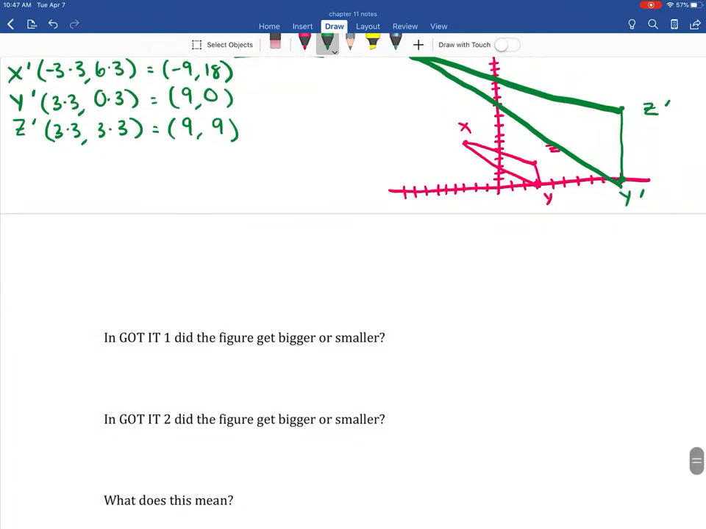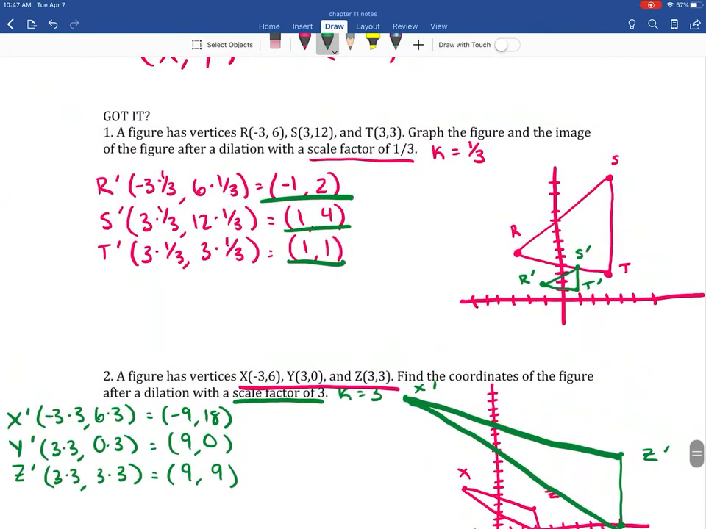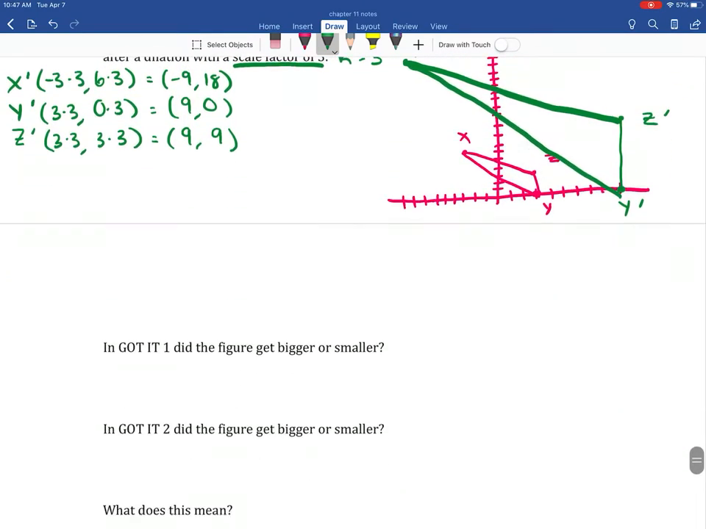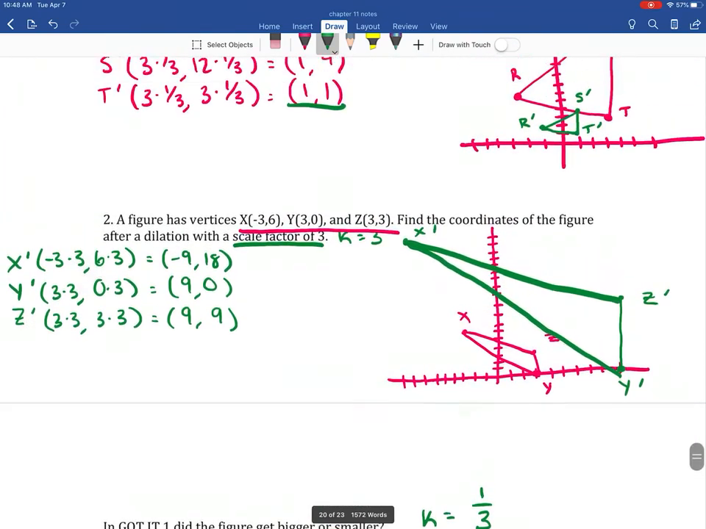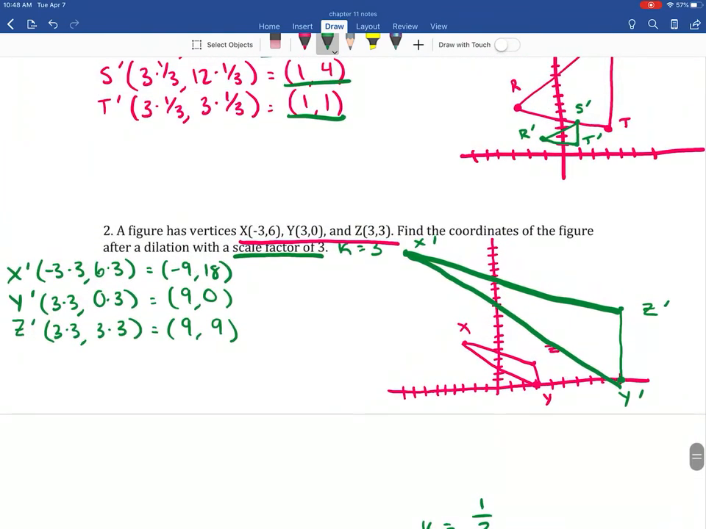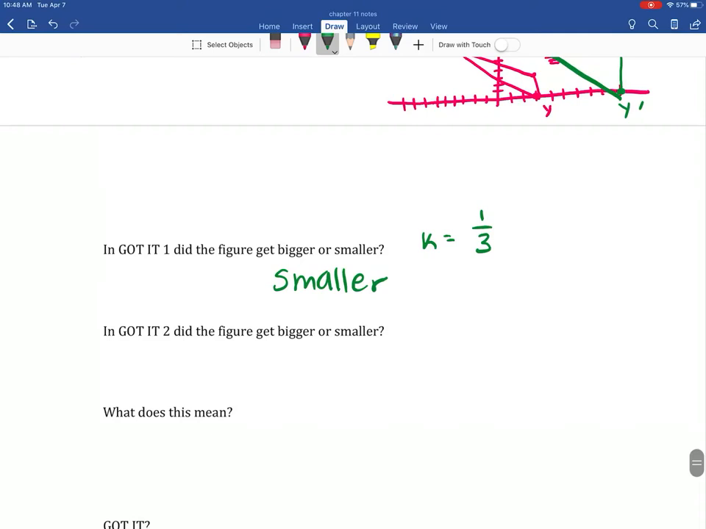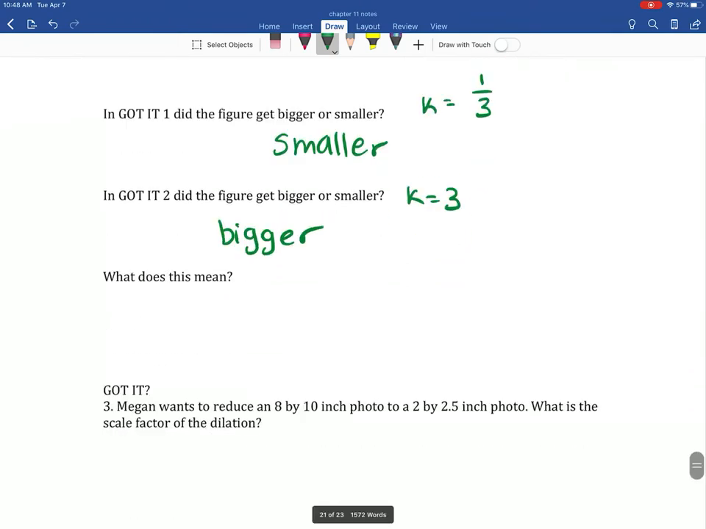So it asks, in Got It number 1, did the figure get bigger or smaller? We'll look back up here. From pink to green, it got smaller. Now note that our k was 1/3. And the last one, Got It number 2, from pink to green, it got way bigger. And my k was 3.